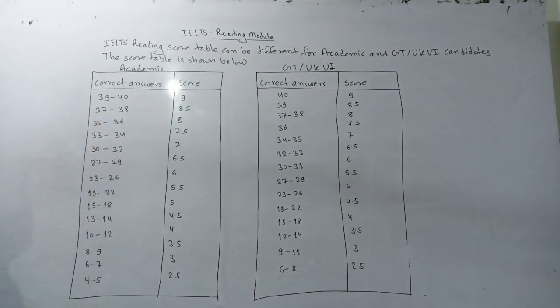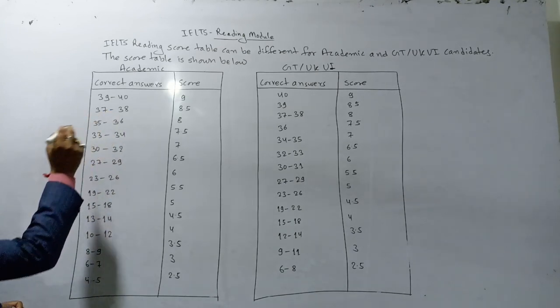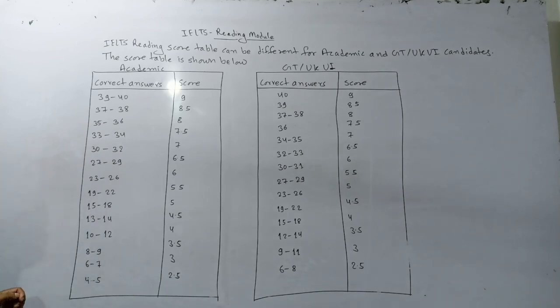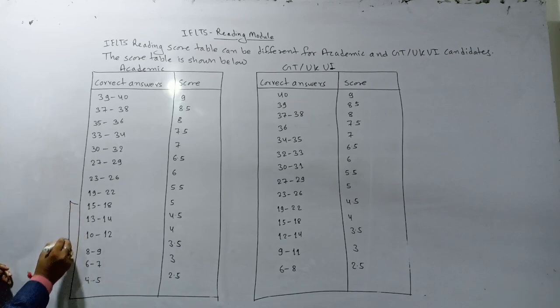If you check here, 39 to 40 gives you a 9 band score. If you get 37 to 38, you get 8.5. If you secure 35 to 36, 8. 33 to 34, 7.5. 30 to 32, 7. 27 to 29, 6.5. 23 to 26, 6. If you answer 19 to 22 questions correctly, you get 5.5. 15 to 18, 5. Don't look below this because it is not valuable.